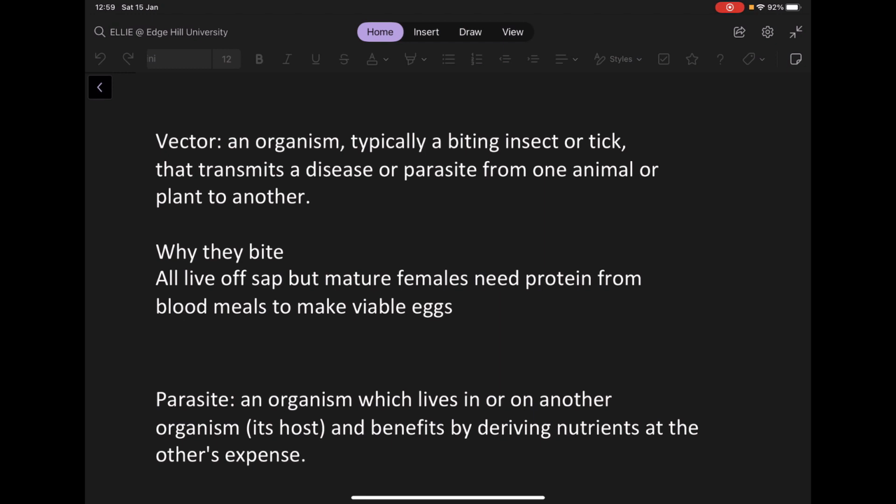Mosquitoes tend to bite humans or animals for a blood meal, but it's only the female that does the biting. This is because they need the protein from blood to make mature eggs. If it's a male or an immature female mosquito, they tend to just live off sap.